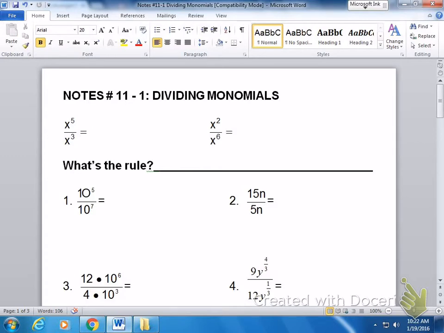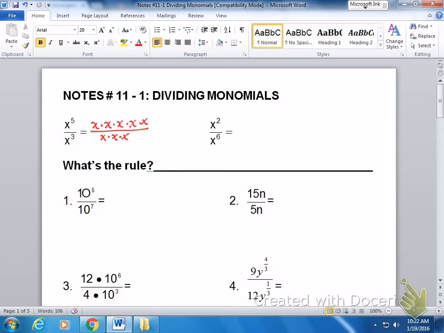Now, we're going to divide monomials today. There's really 2 ways you can do it. I'm going to show you both, and you just pick whichever way you think makes you more comfortable. So I have x to the 5th divided by x to the 3rd. Now, I can write that differently. X to the 5th is really x times x times x times x times x. That's divided by x to the 3rd, which is really x times x times x.